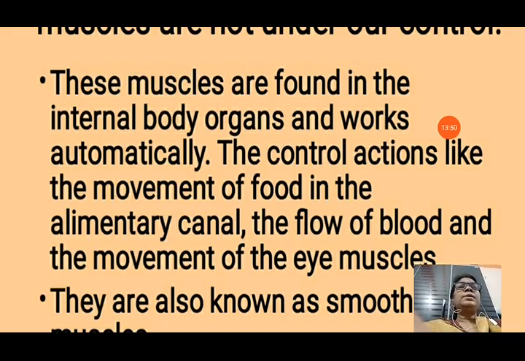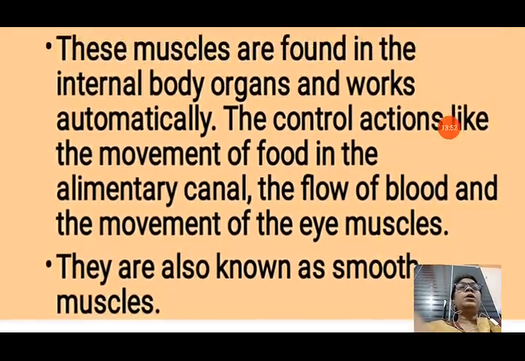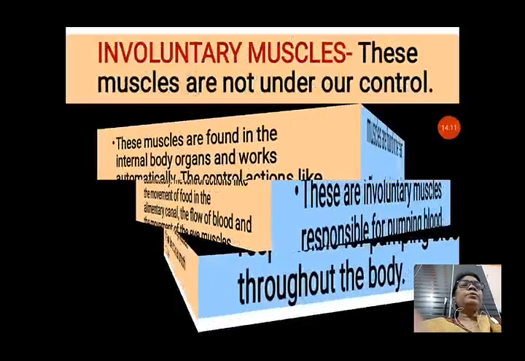They control actions like the movement of food in the alimentary canal. The movement of food in the digestive system we cannot control, it is automatic. The flow of blood also we cannot control, it is automatic. And the movement of the eye muscles also, sometimes that is a reflex action, we cannot control. That's why they are known as involuntary muscles.